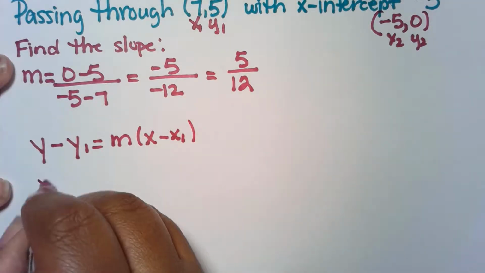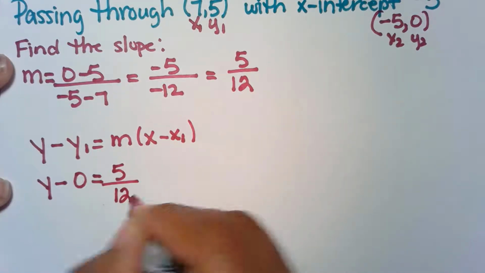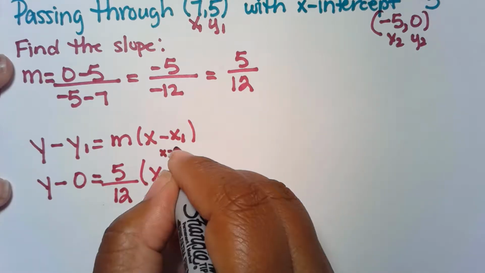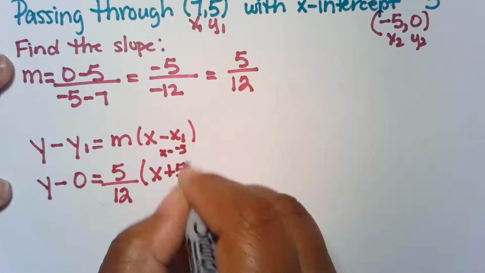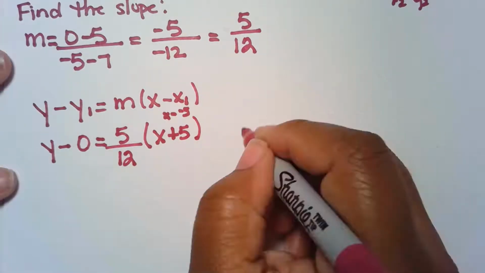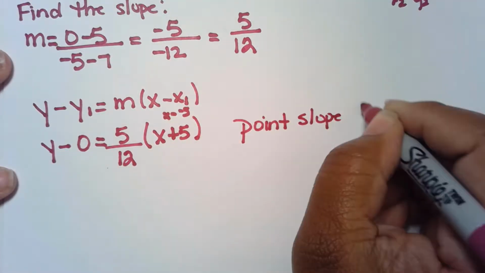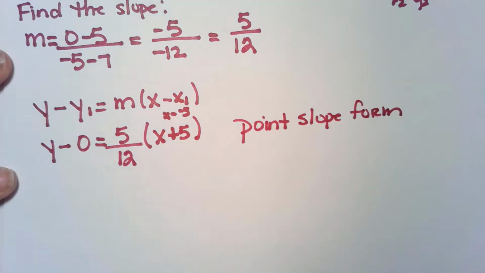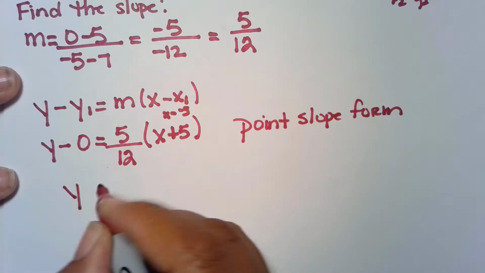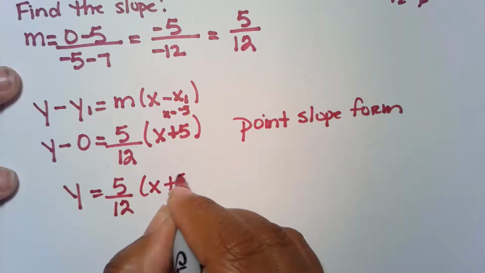So we have y minus 0 is equal to 5/12 times x minus -5. That becomes x plus 5. So this is point slope formula. Okay. And instead of saying y minus 0, I would just say y equals 5/12 times x plus 5.